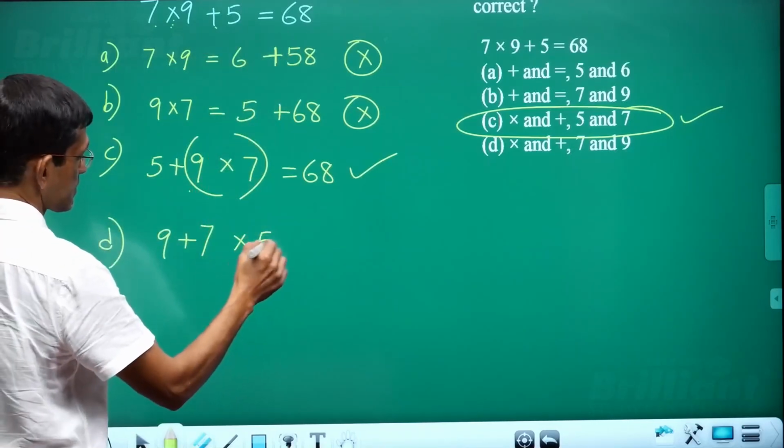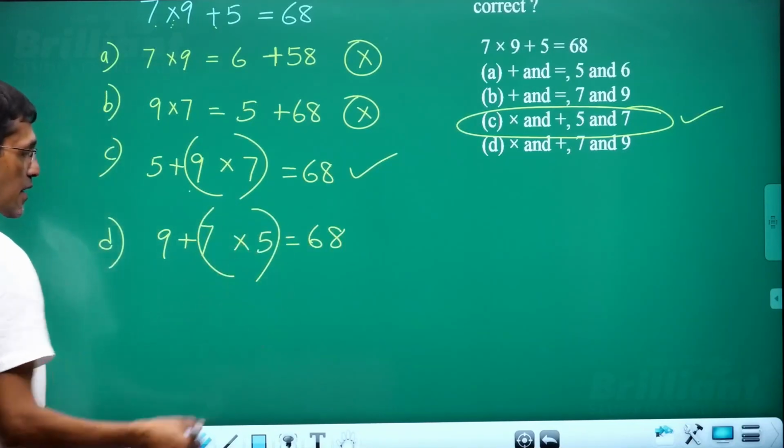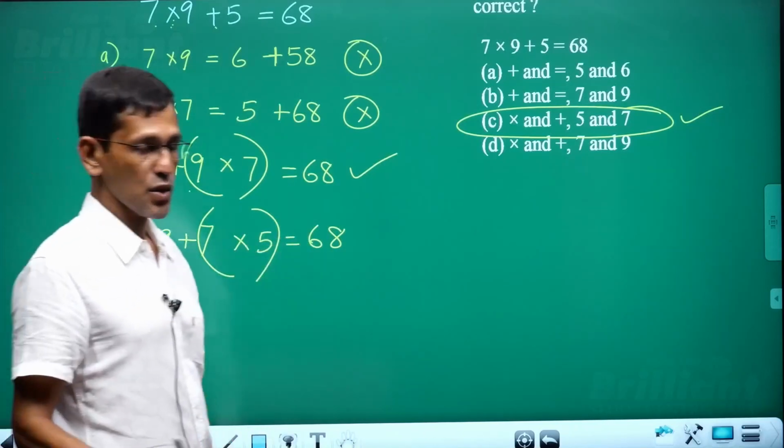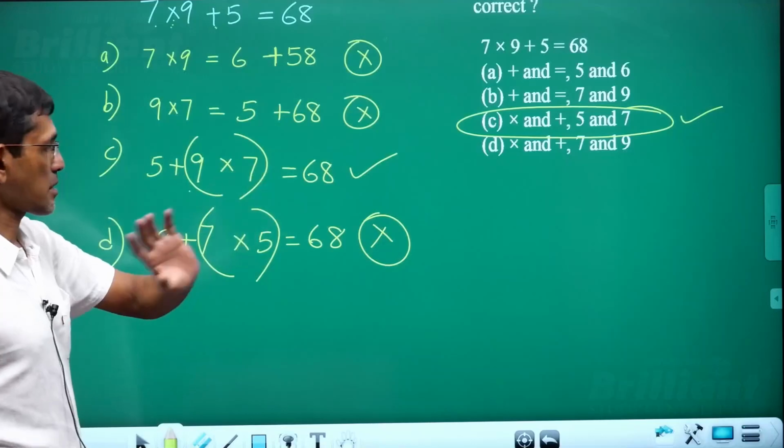So 5, that's equal to 68. So ultimately, 7 into 5, 35. 35 plus 9, 68. No way. We don't get the answer. So C is the perfect answer.